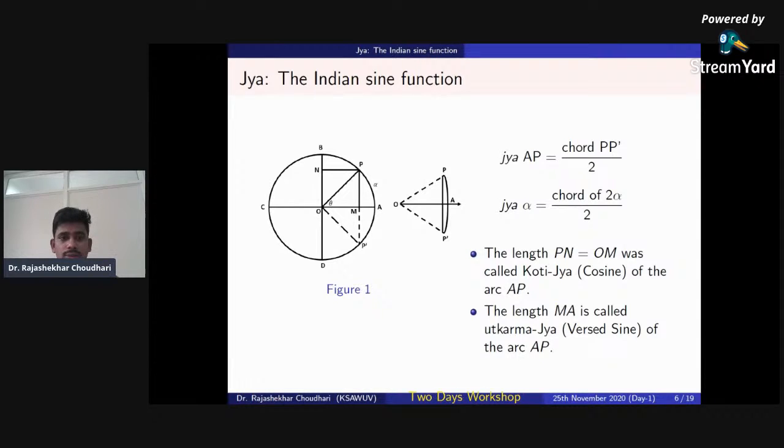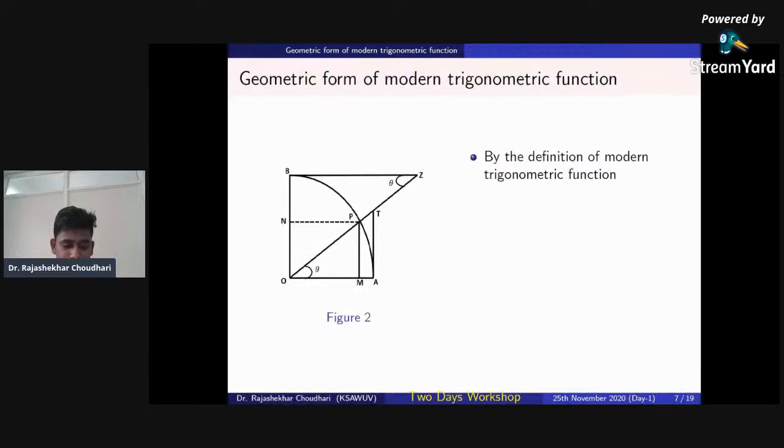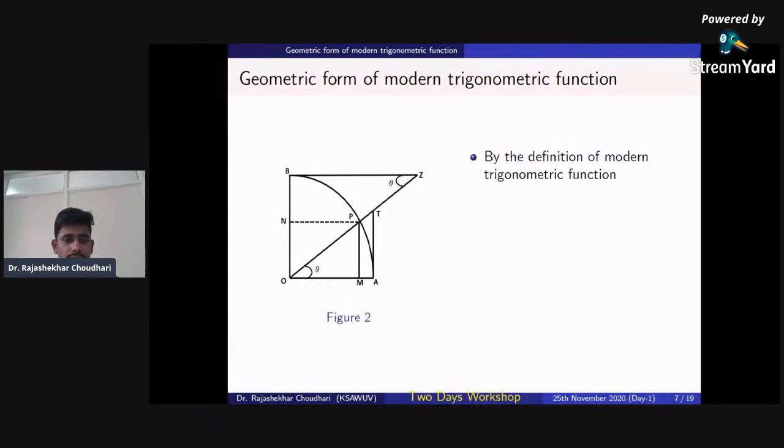Now we will quickly move on to the geometric form of modern trigonometrical functions. Figure 2 is just the first quadrant of the previous circle from figure 1. I took the first quadrant, OAPB, to explain the geometric form of modern trigonometrical functions. Let OAPB be a quadrant of the reference circle of radius r, and AP be an arc subtending an angle theta at its center.